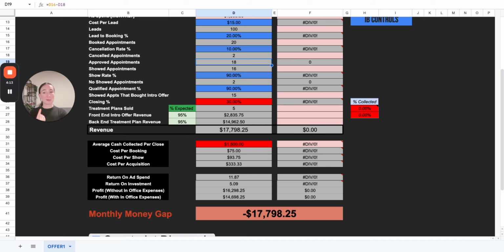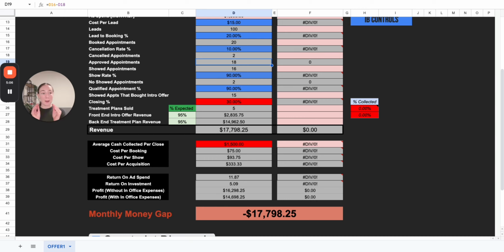So now to the cost and profit breakdown. Let's look at what that means for your ROI, right? Your average cash collected per close is $1,500. Your cost per booking is around $75. Your cost per show is $93. And the most important one, your cost per acquisition, what you pay to get someone to buy the full treatment plan, is $333. That's an 11.87x return on ad spend and a 5x return on investment after accounting for costs. So after subtracting treatment costs, you're left with around $16,298 in profit, or about $14,698 if you include the in-office expenses. Right? That was a lot of numbers right there. I hope that you're still hanging on.